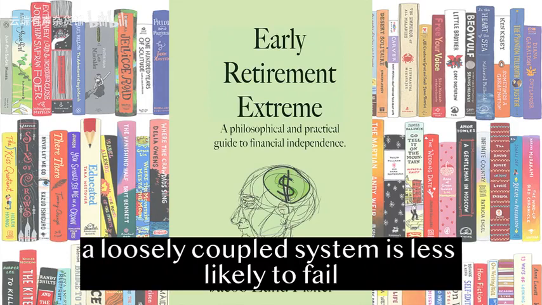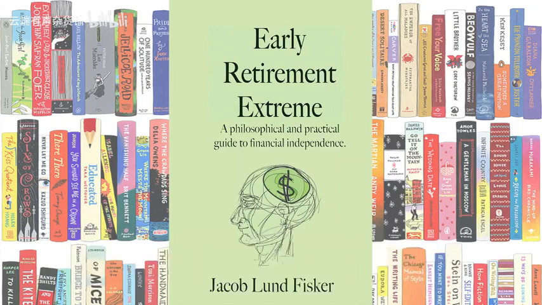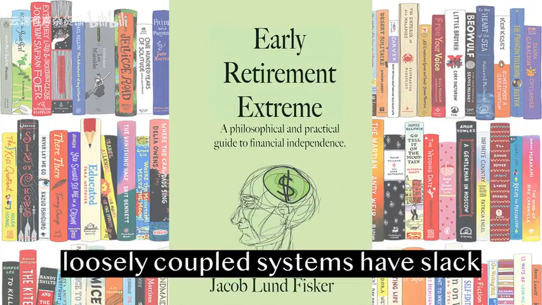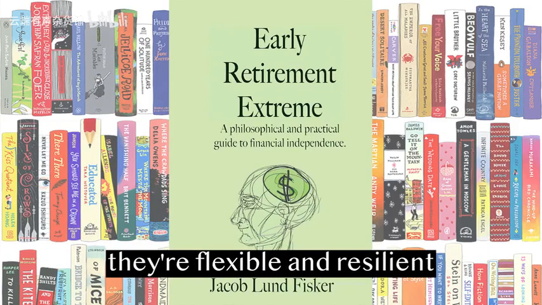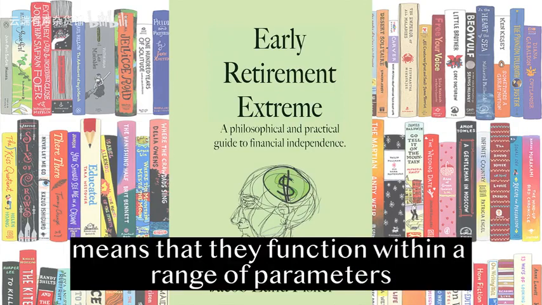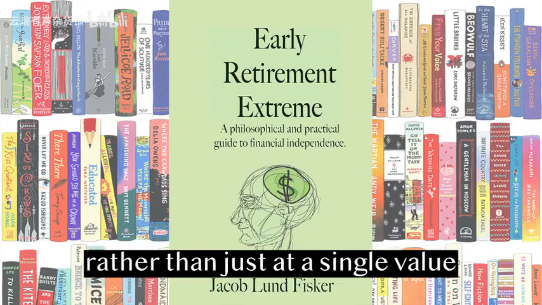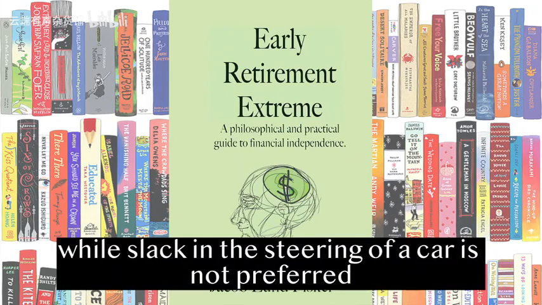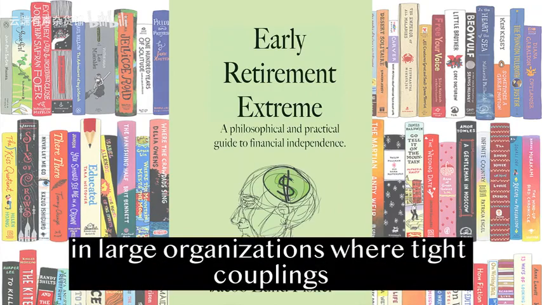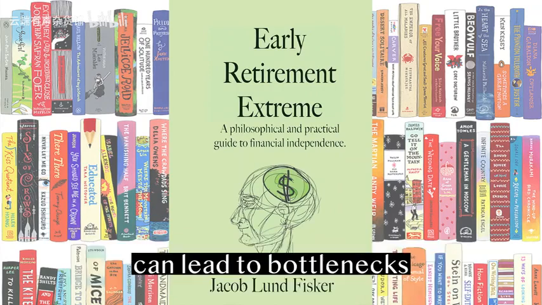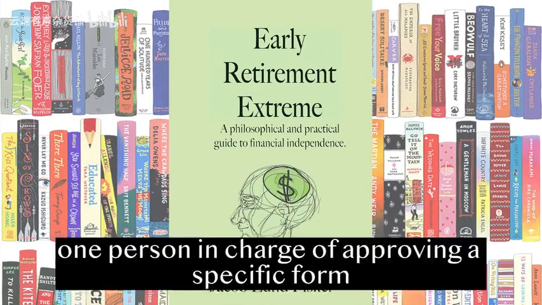A loosely coupled system is less likely to fail. Loosely coupled systems have slack. They're flexible and resilient. This means that they function within a range of parameters rather than just at a single value. While slack in the steering of a car is not preferred, it is preferred, for example, in large organizations where tight couplings can lead to bottlenecks if there is only one person in charge of approving a specific form.